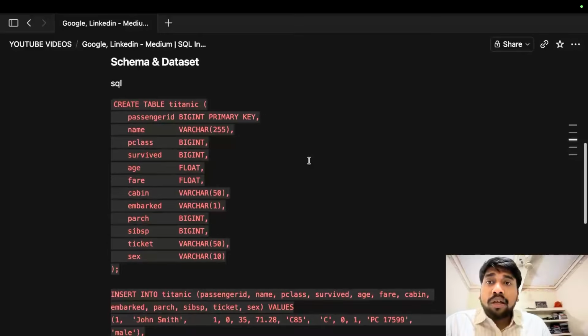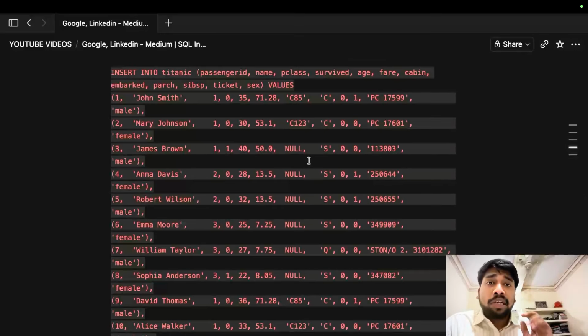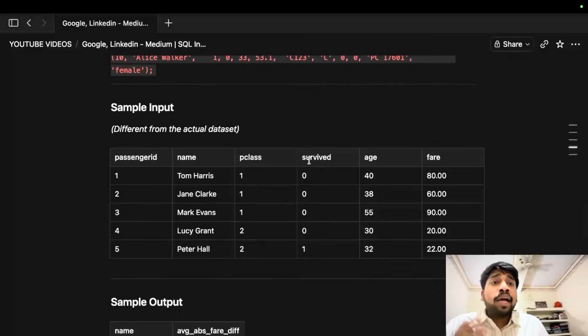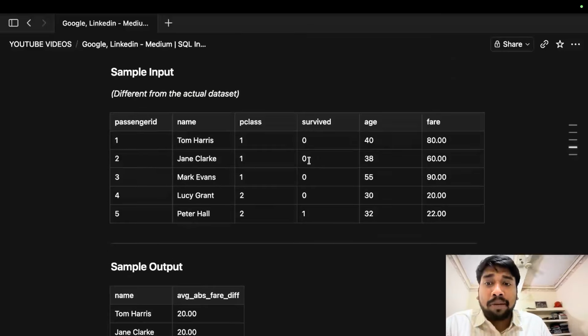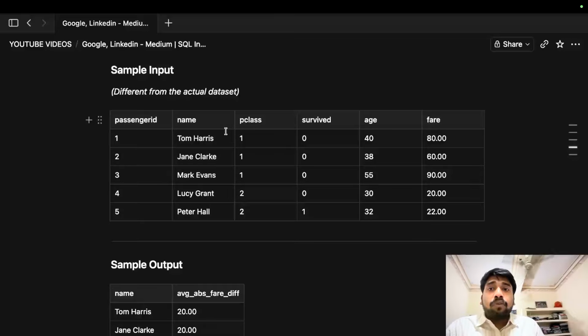Okay, so here is the schema and dataset. Again, as promised, I will put this in the description box so that you yourself can run this in your SQL database and try solving it by yourself. Here's a sample input. I would like to explain what is happening here. In this sample input, we have 5 passengers and only 2 are in our output.